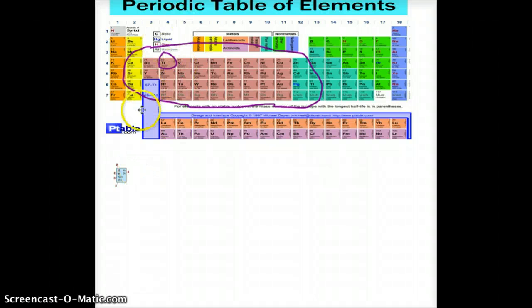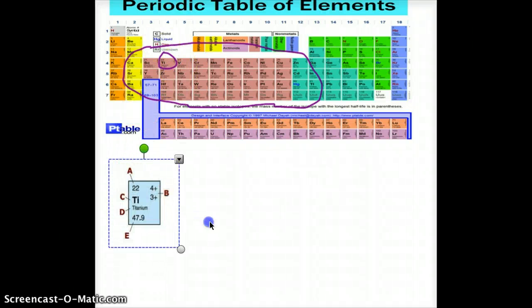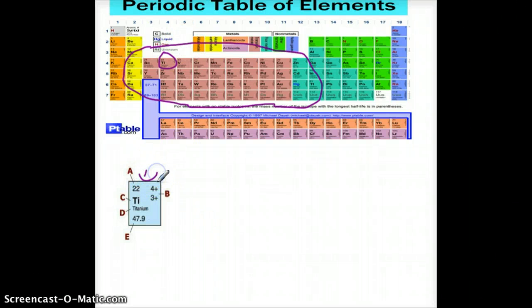Titanium, which is right here, we see that titanium has a charge of 4 plus and a charge of 3 plus. So we know definitely that titanium has one charge of 3 plus, and we know titanium has another charge of 4 plus. This is when we write it out.